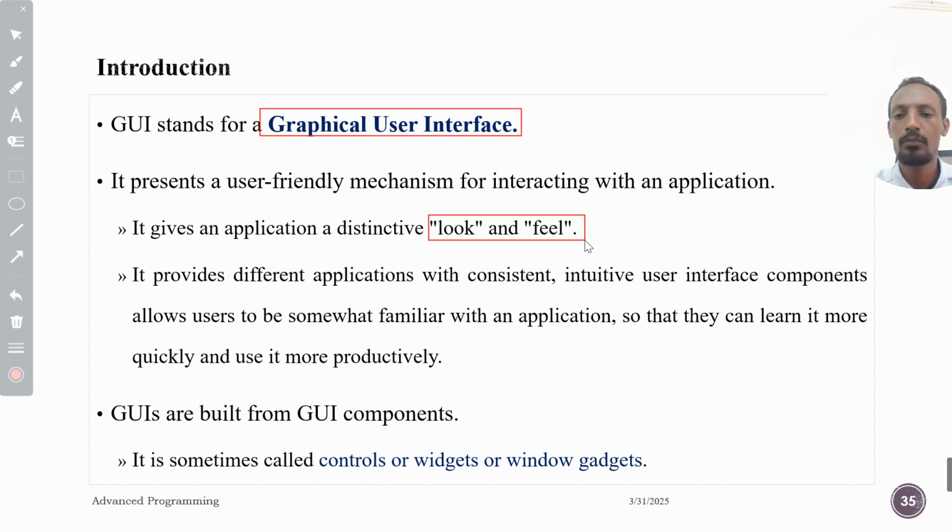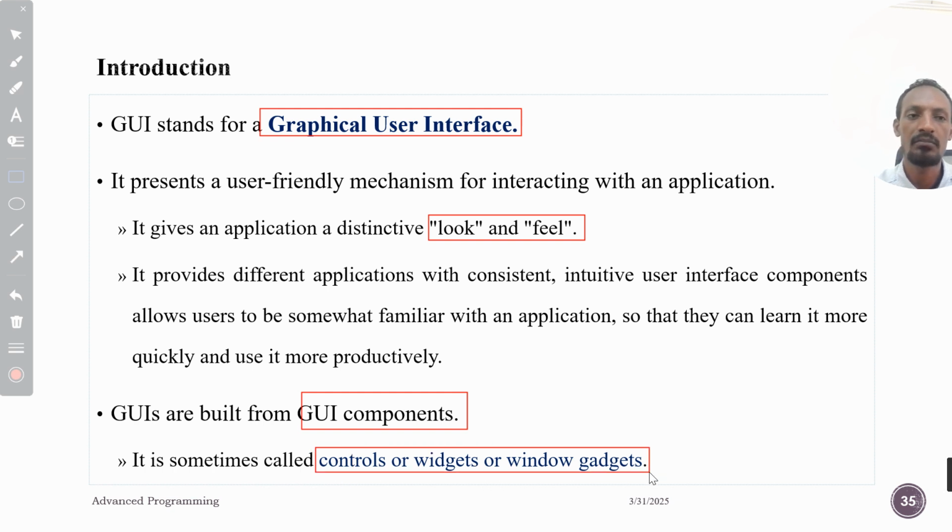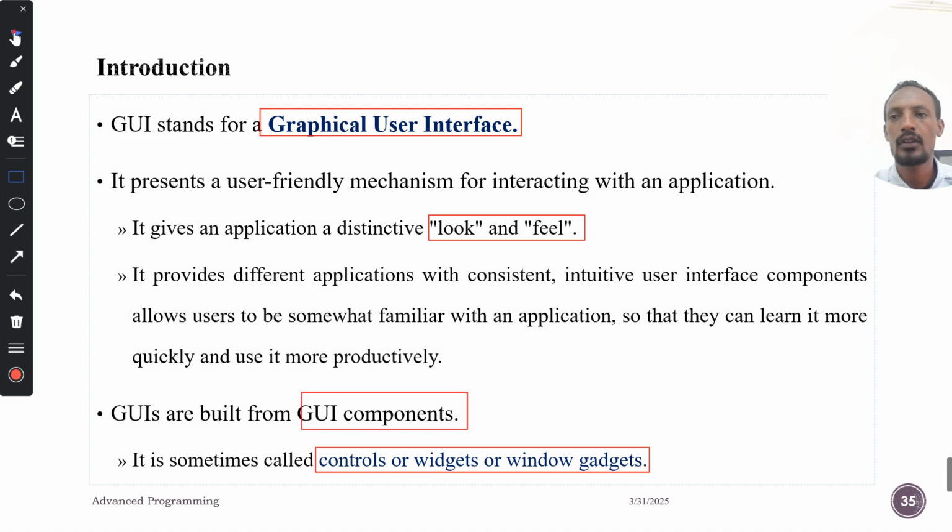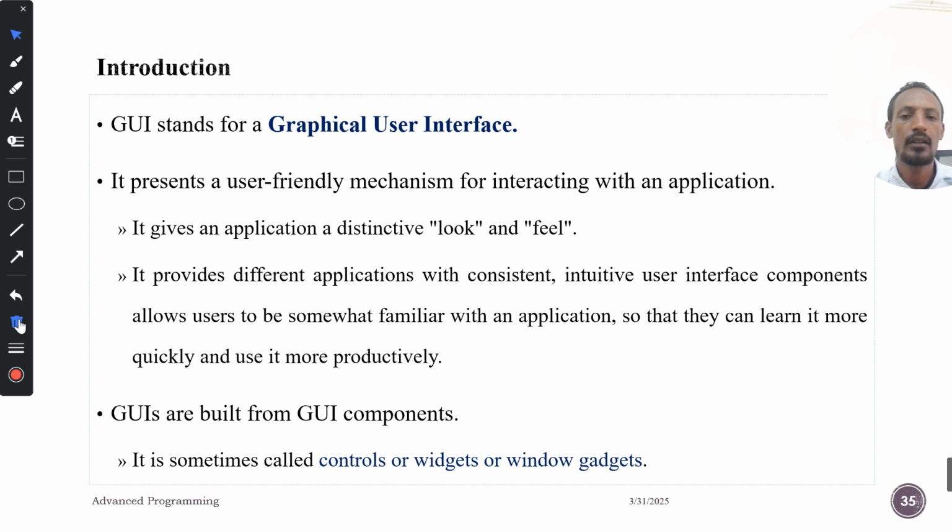Graphical user interfaces are built from GUI components. Therefore, GUI components are sometimes called GUI controls, widgets, or window graphics. These are the other names that can be given for graphical user interfaces.